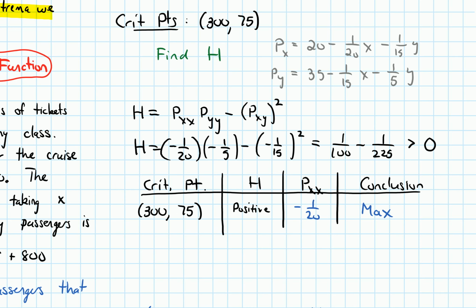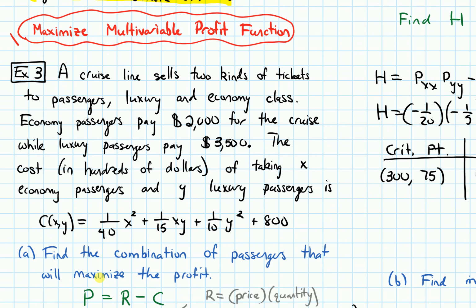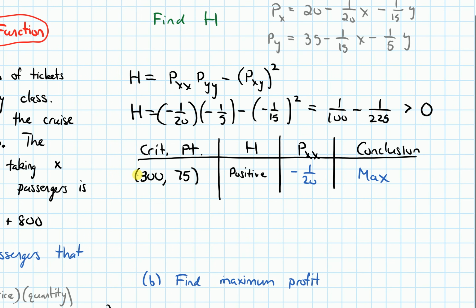I didn't mention this before, but this question asked us to simply maximize the profit. Notice it didn't specify whether it wanted a local max or an absolute max. Like we mentioned in the previous video, when a question doesn't specify which one, if it just says the max or the min, it means the absolute one. And to find the absolute max or min, we just assume that the local max or local min that we got from the second derivative test is the absolute max or absolute min.